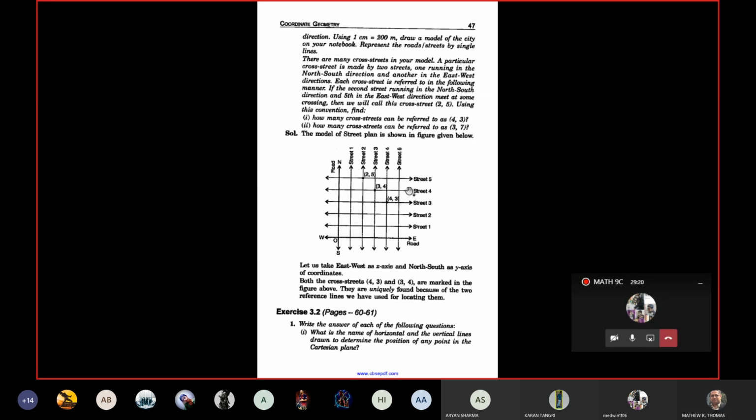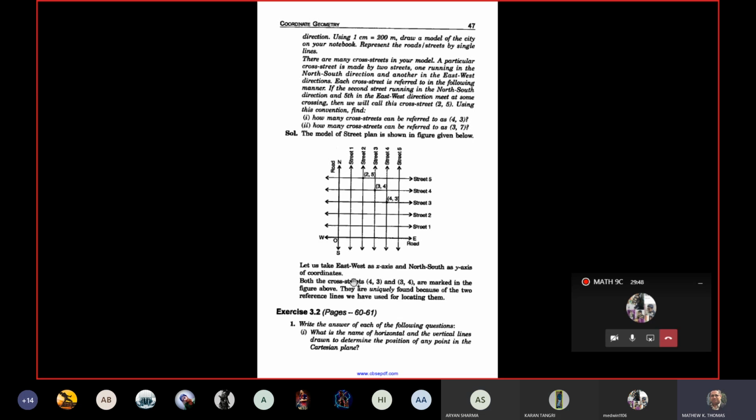And now what is the question? You have to identify 3 points here: 2,5, 4,3 and 3,4. There's a misprint here. This is not 3,7. This is 3,4. Once you make the grid, you can easily mark. Now where is 2,5? 2,5 means x is 2, y is 5, isn't it? So x is 2: 1, 2. And 5: 1, 2, 3, 4, 5. So this point becomes your 2,5.